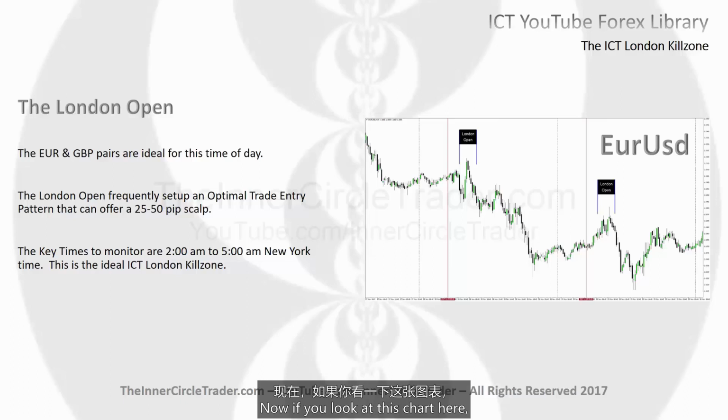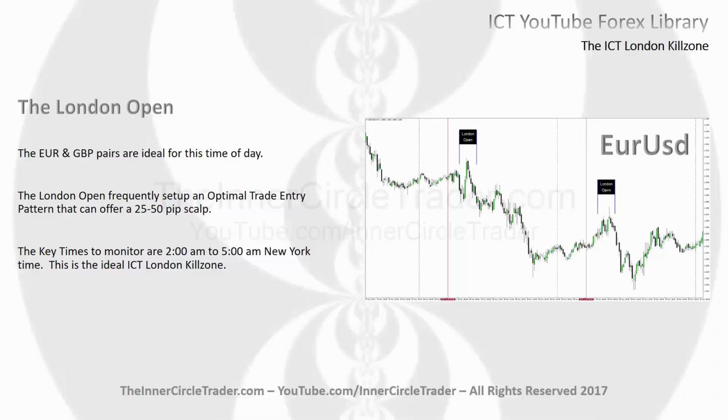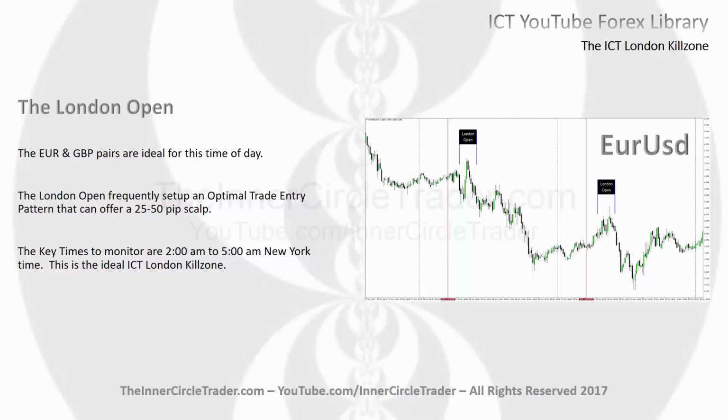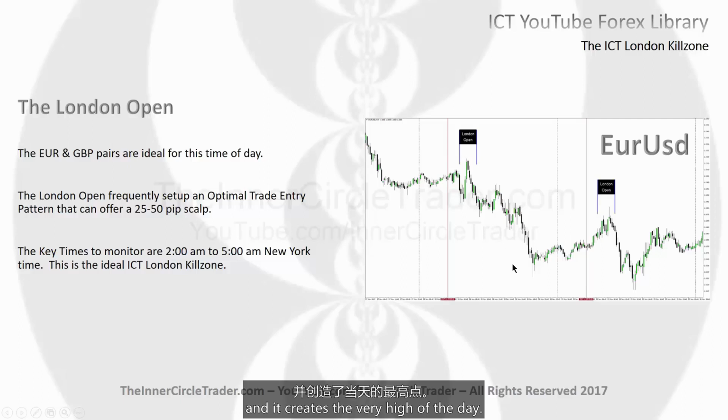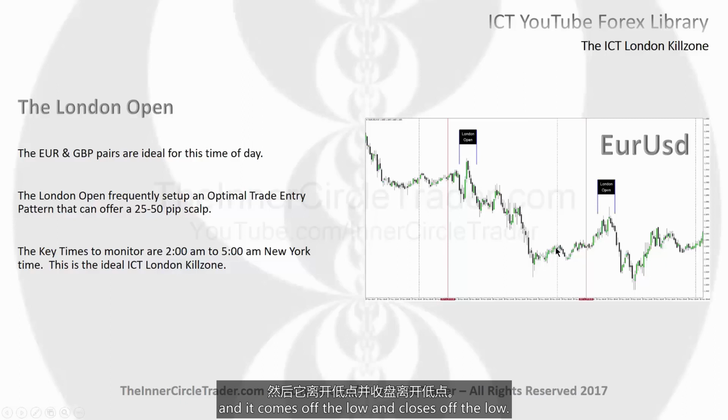Now, if you look at this chart here, this is a euro dollar chart, and what I'm highlighting here is two specific trading days, and I want you to take a look at the red, a deep red vertical line. There's two of them. Immediately to the right of the leftmost vertical red line, we see price action drop down initially, and then it rallies up, and it creates the very high of the day. The day's low forms down here, and it comes off the low and closes off the low.